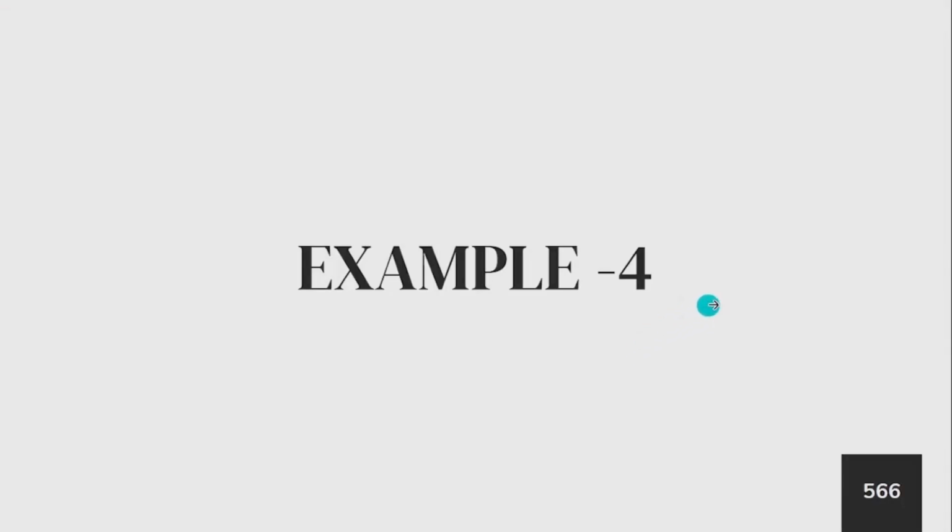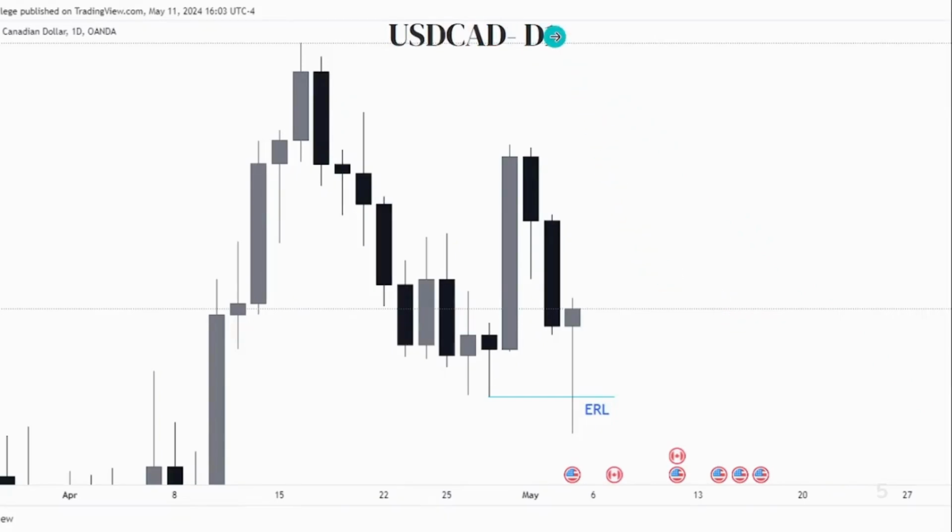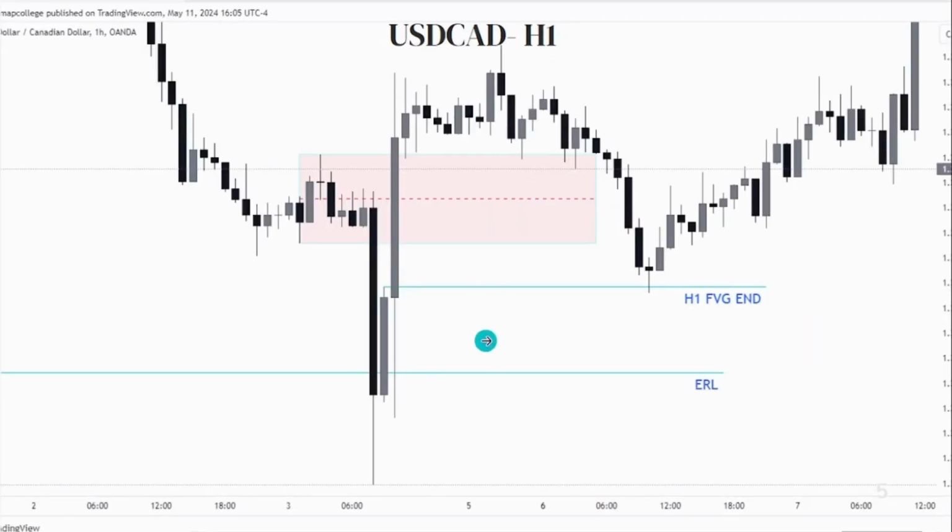Now the last example, guys, example 4. This is USDCAD on the daily time frame. It is a unique example, guys. I will share this unique concept with you. We have lows which are taken out, which is our external range liquidity. Our immediate target goes to this daily FVG or 50% of this range or these highs. But as we are not targeting these major targets, we are only targeting the low hanging fruit, so it doesn't matter to us. Now we have an hourly time frame chart right here.